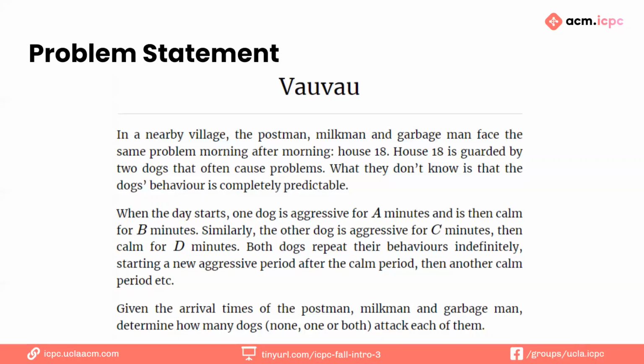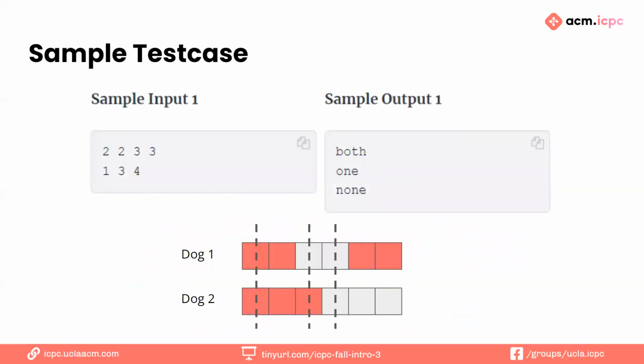All right. Hopefully by now you've already read the problem. Let's take a look at a simple test case. Basically, I'm just going to summarize what the problem says. The problem says this house has 2 dogs, and each dog is either aggressive or calm, depending on the time you visit. Given the times 3 people visit this house, you want to determine whether or not the dogs are aggressive or calm at each of the times. So let's take a look at sample test case 1.